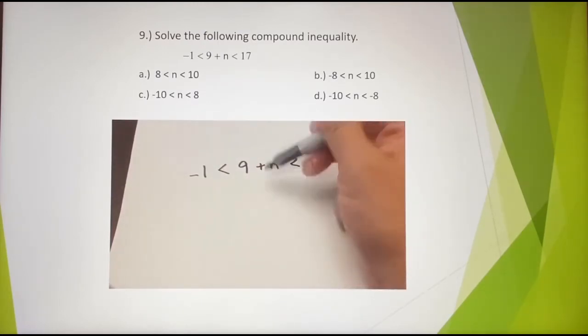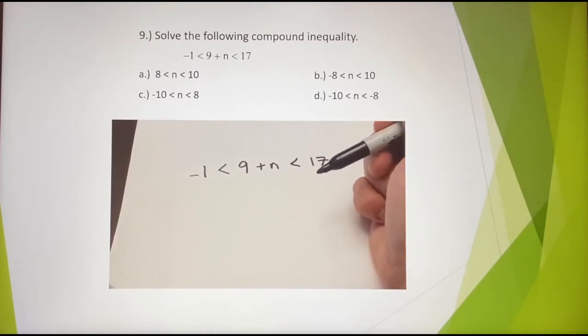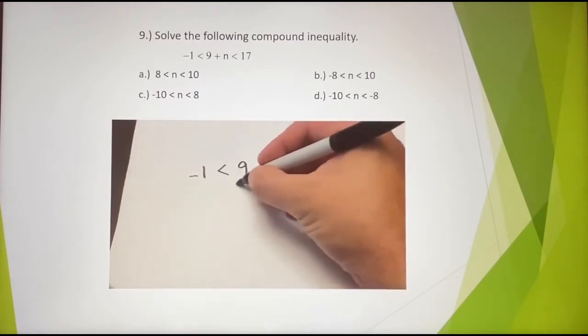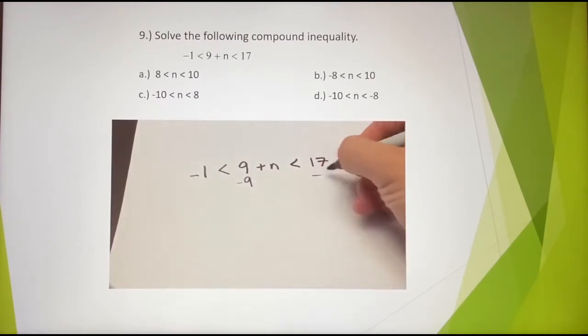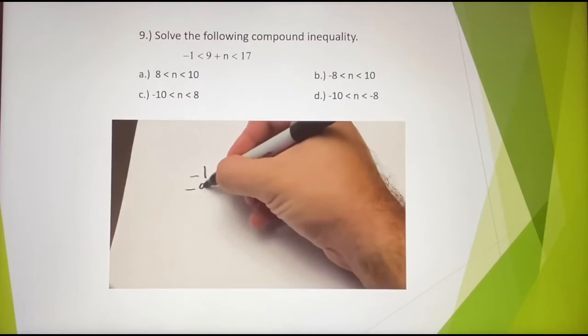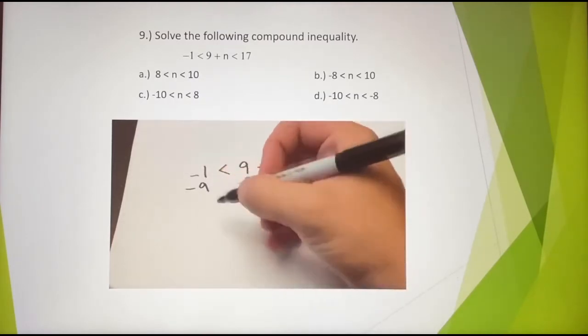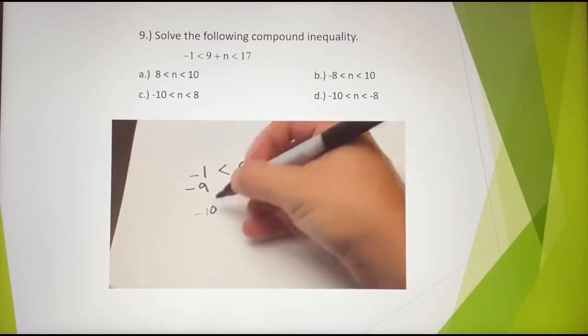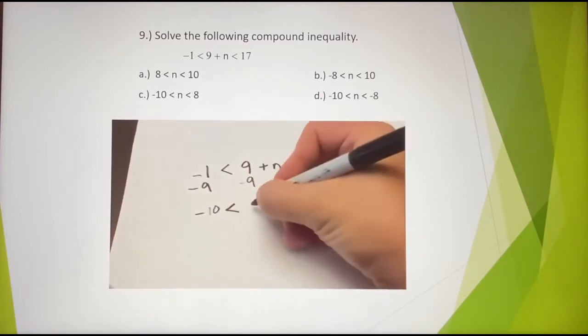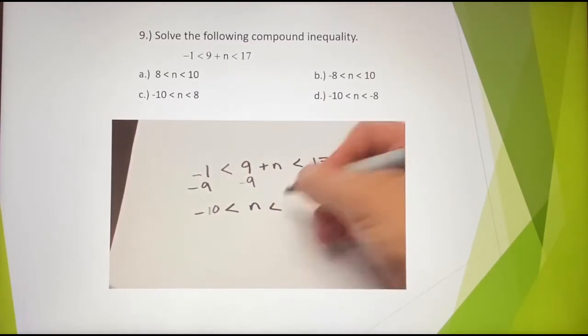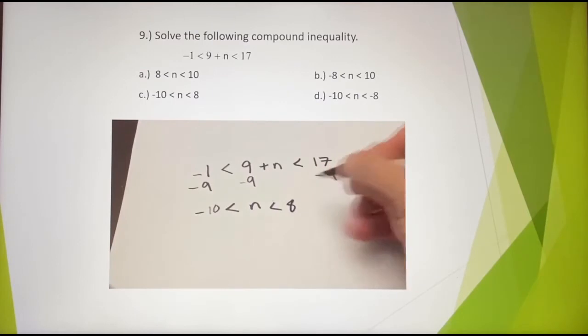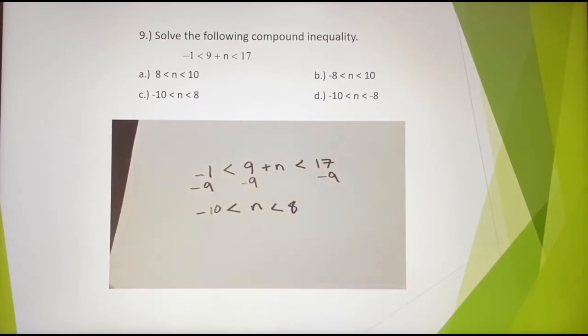And so what we want to do with solving an equation or inequality is we want to get that variable by itself. So we can subtract 9 everywhere. So negative 1 minus 9 is going to give me negative 10, is less than n, is less than 8. And that's all there is to it.